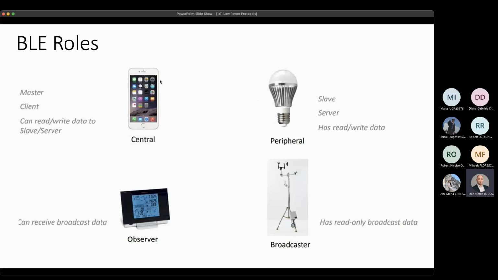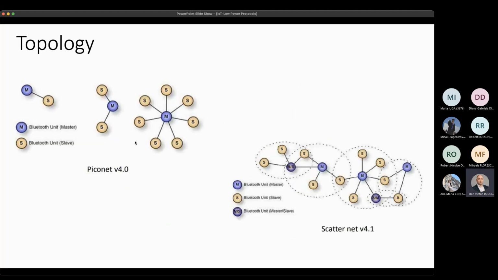You can have a central, which is kind of like a gateway or a server that the devices connect to, or a master, depending on what terminology you find. You have a peripheral, which is kind of like a slave device or an end node that can also read and write data, and can send data to the central device. You can have a broadcaster, so kind of like a repeater where you have read-only broadcast data that you want sent in the network. And you have an observer role that can receive broadcast data. So depending on the state, each of these devices can act in a certain way. The central, for example, can act as an observer, can act as a broadcaster as well, depending on how you actually configured the Bluetooth chip.